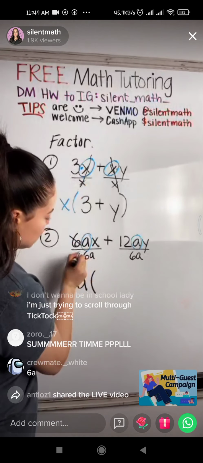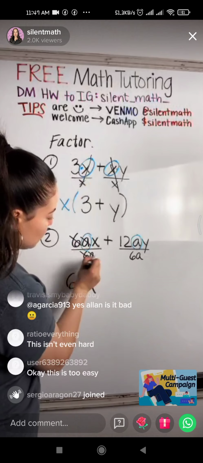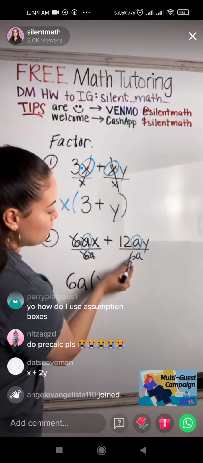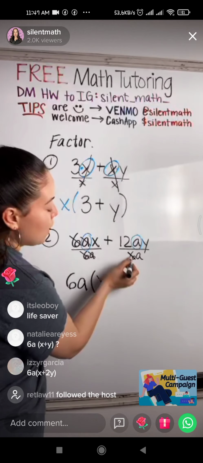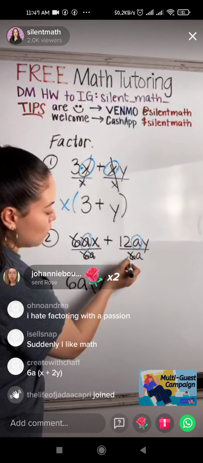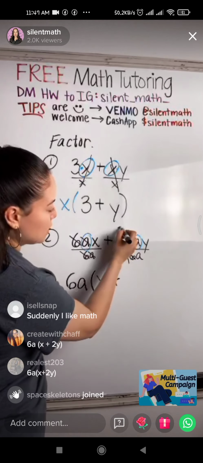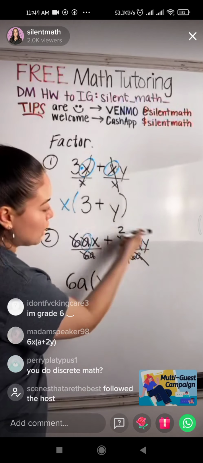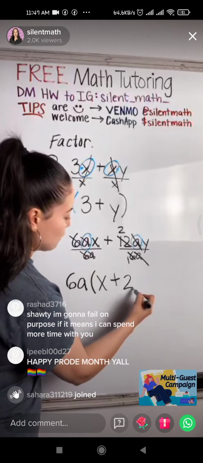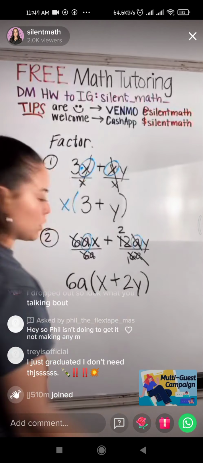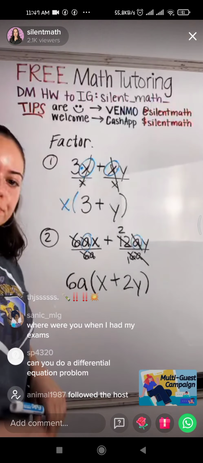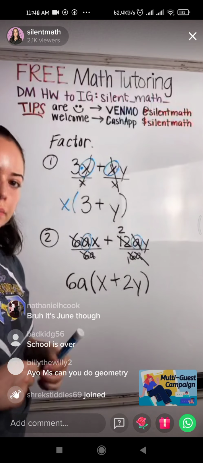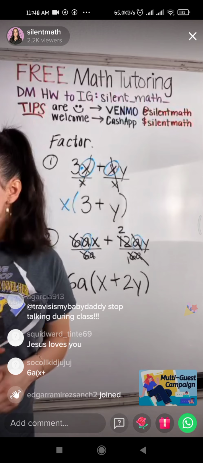So 6 divided by 6 is 1. They cancel. The a's cancel. I'm just left with the x plus, okay, the 12 and 6. Well, 6 goes away because 6 divided by 6 is 1. And then 12 divided by 6 is 2. The a's will cancel, so all you're left with is 2 times y. So we'll have 2y inside the parentheses, and we're done factoring that expression. You see how easy that was? Super, super simple.